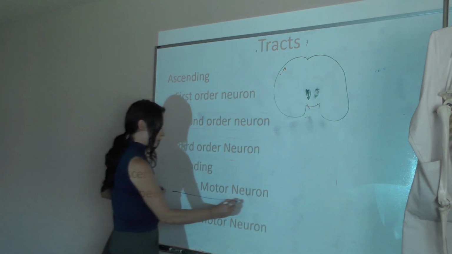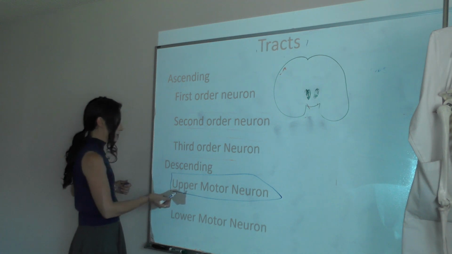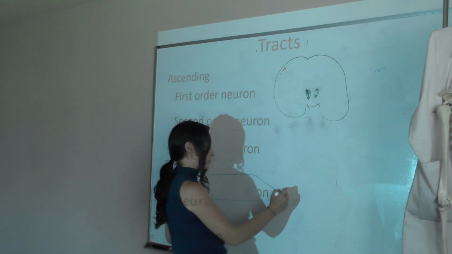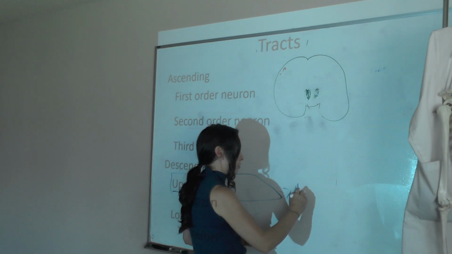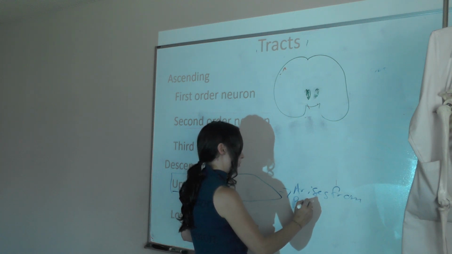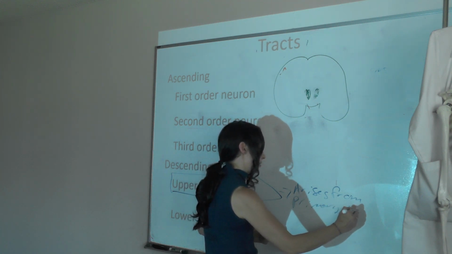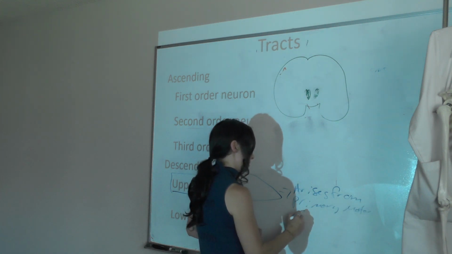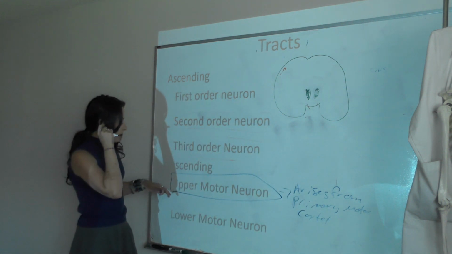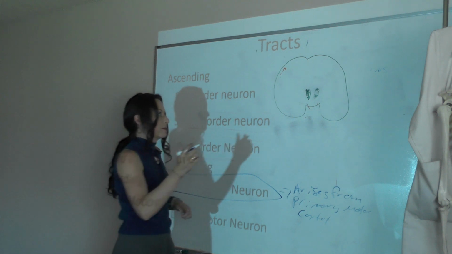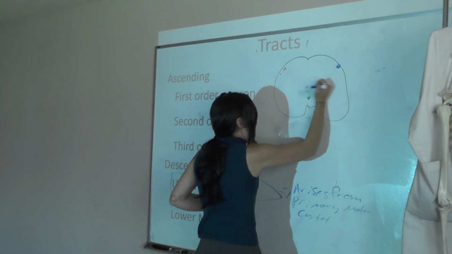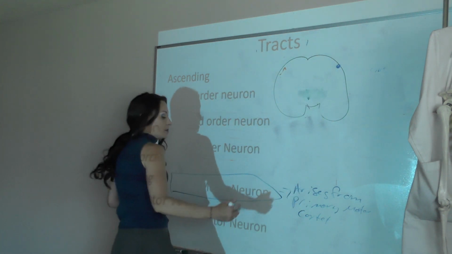Our upper motor neuron is going to arise from the primary motor cortex and the precentral gyrus of the frontal lobe. So it arises from, I'm just going to write down our primary motor cortex. And you're going to fill in all the rest. Why? Because you've read it, because I've said it, because you're memorizing it. Our upper motor neuron is arising from the primary motor cortex, which is in the precentral gyrus of our frontal lobes.